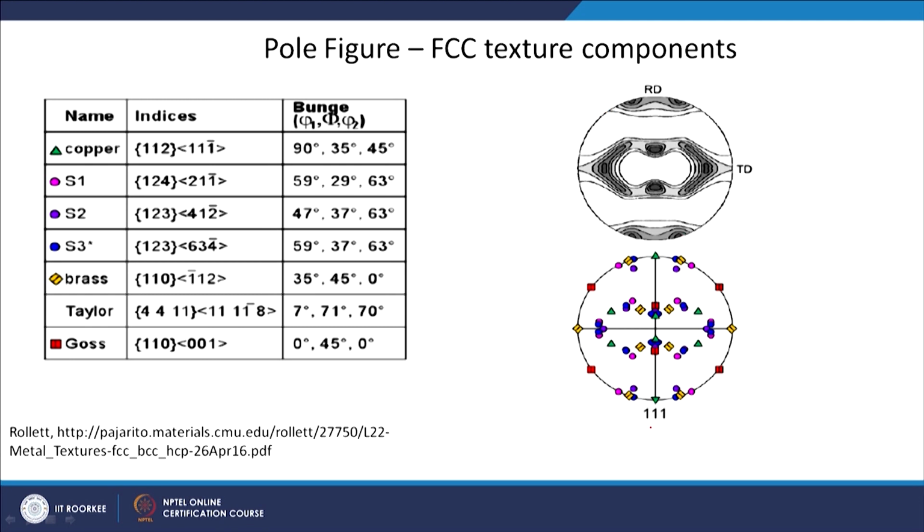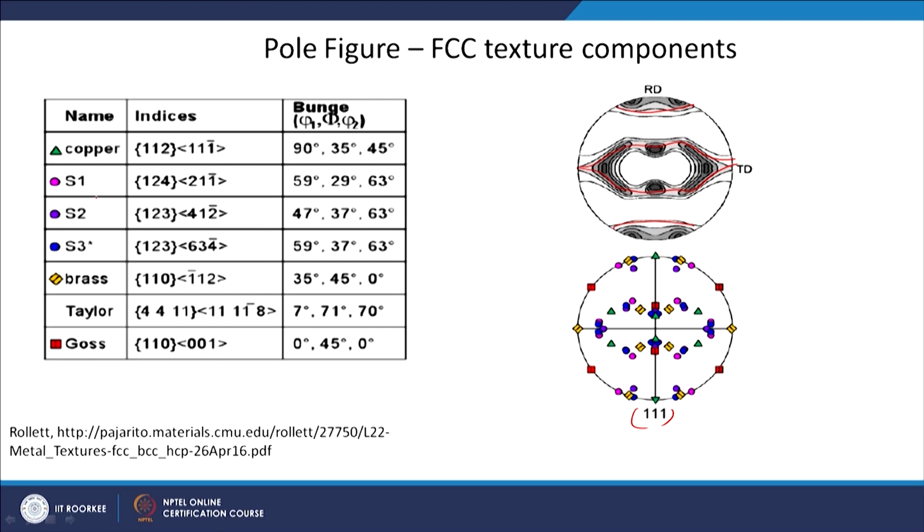So, this is a {111} pole figure, in which you see a typical shape like this, with some intensities near RD. So, this is the pole figure, and all the components which are visible here are shown here. The triangle is copper, where the copper components will be.